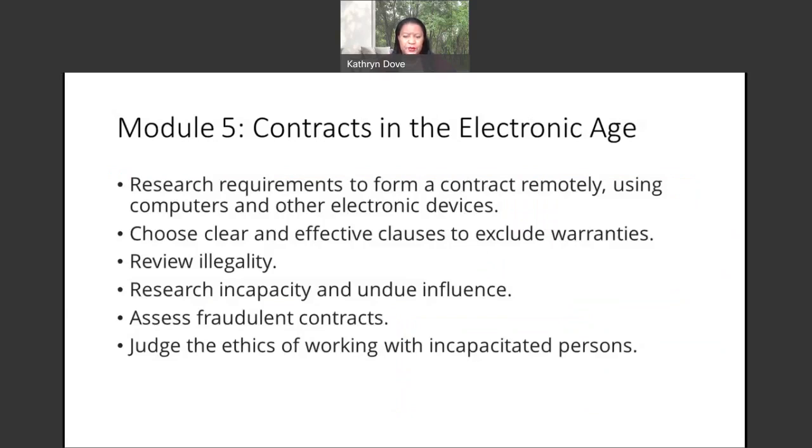So let's talk about some of our objectives in Module 5. We're going to research requirements to form a contract remotely using computers or other electronic devices. We're going to choose clear and effective clauses to exclude warranties. We're going to review illegality. We'll research incapacity and undue influence. We will also assess fraudulent contracts and judge the ethics of working with incapacitated persons.